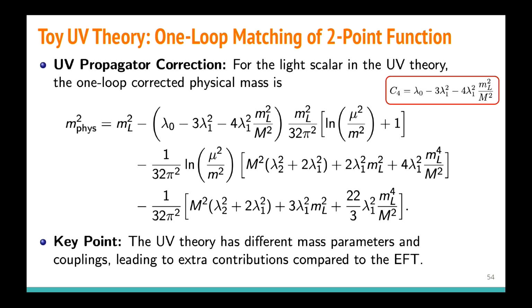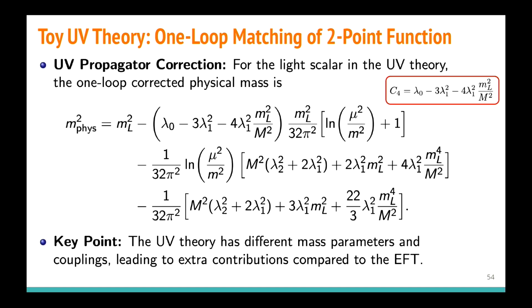So in the UV, this m phi squared can again be written down in terms of ml squared instead of m squared, and all of these parameters C4. So for example, this lambda 0 minus 3 lambda 1 squared minus 4 lambda 1 squared ml squared by m squared. If you remember from the toy example, we had matched at tree level, and we had found C4 is equal to lambda 0 minus 3 lambda squared minus 4 lambda squared ml by m squared. And there are other terms.